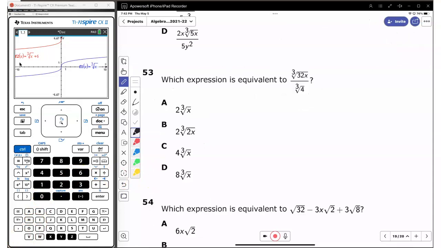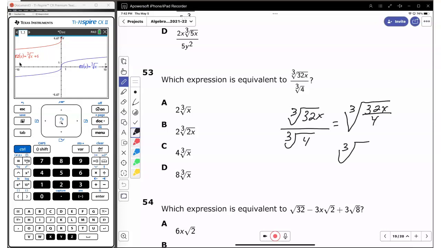Which expression is equivalent? We have the third root of 32x over the third root of 4. To make my life easier, I'm going to say the third root of 32x over 4. So the third root of 32x over 4 is actually 8x. Now, 8 is interesting because 2 times 2 times 2 is the same as 2 to the third, so the cube root of 8 is 2.